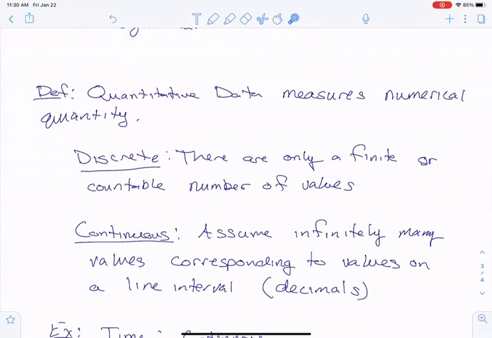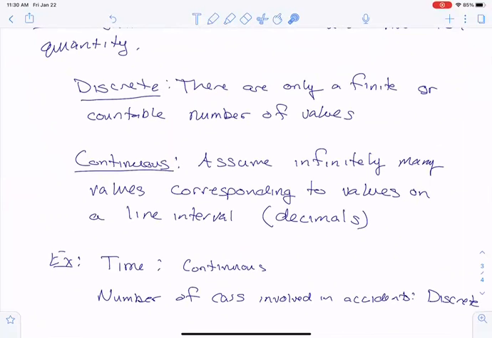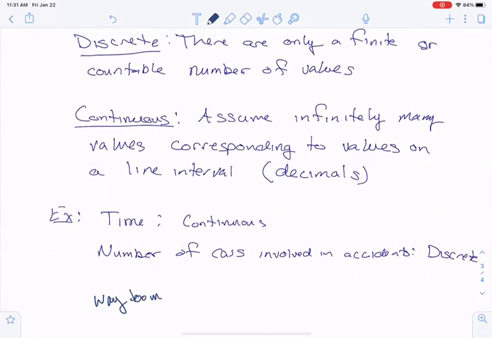Continuous data is when we can assume infinitely many values, and not just infinitely many values, but the key is those values have to correspond to a line interval. And that's really going to come up when we talk about decimals, right? So an example, the number of cars involved in an accident, right? This would be discrete data because there is a finite number of cars involved in an accident, or I can at least count the number of cars involved in an accident. Time, on the other hand, is what we consider continuous data, because when we measure time, we typically are going to measure that on a time interval, because there's way too many outcomes. And sometimes that idea of having way too many outcomes can really push us into dealing with continuous data.